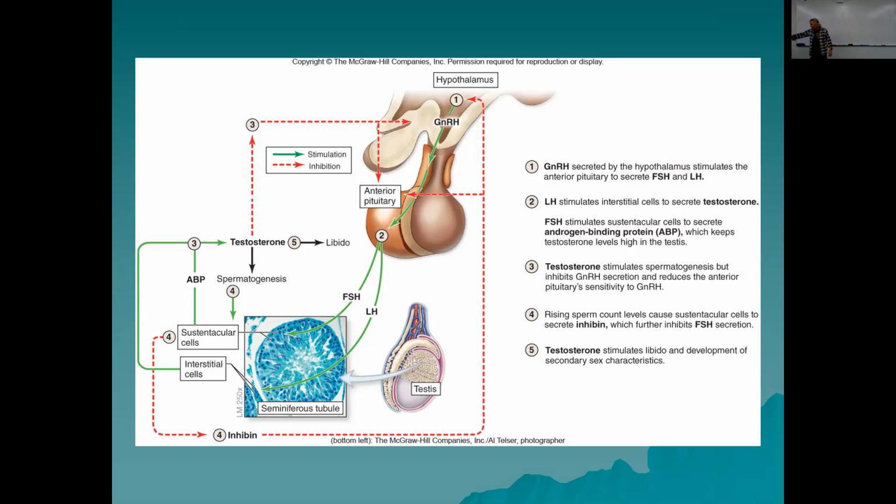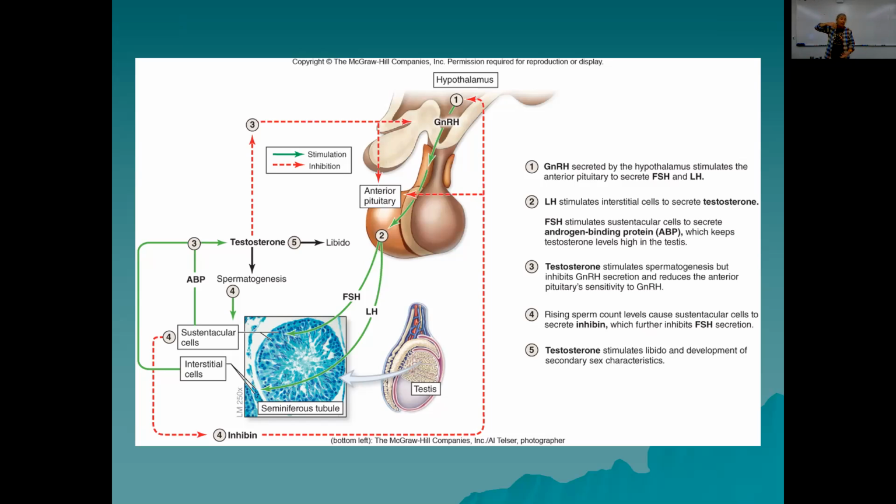Rising sperm count levels cause sustentacular cells to secrete inhibin, which further inhibits FSH secretion. So here's the thing. Inhibin just inhibits FSH, which stimulates androgen binding protein. So inhibin is going to turn off FSH. Androgen binding protein will no longer be made, and then testosterone levels in the testes will drop. But they won't drop anywhere else in the body. They'll stay at the same level in the blood because testosterone does other things.